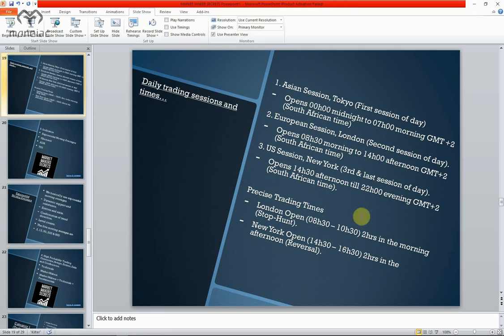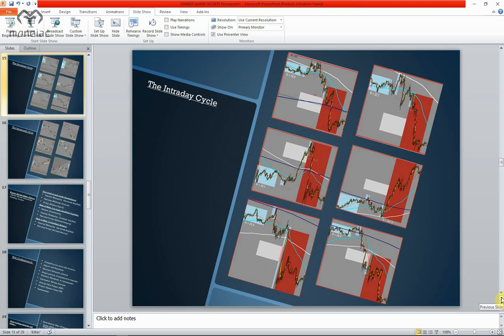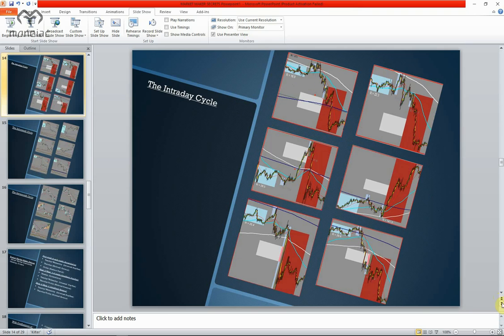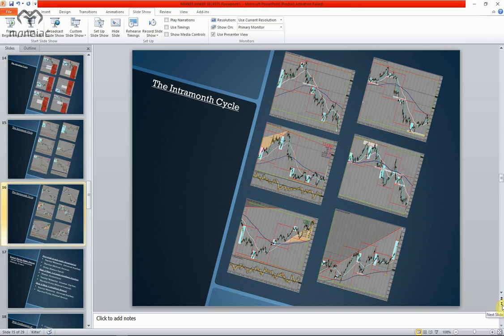So I'm just gonna go back and show you some of the positions that I took looking at this intra-week and intra-month positions. So this is an intra-week and then this is an intra-month cycle.